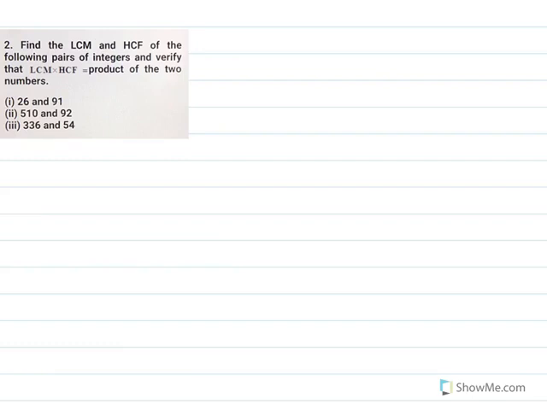Find the LCM and HCF of the following pairs of integers and verify that LCM into HCF is the product of the two numbers. The first question is 26 and 91. So we need to prime factorize. 26 is equal to 2 into 13 and 91 equal to 7 into 13.